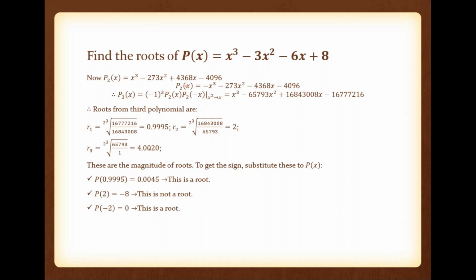Now substitute this 4.0020. So P of 4.0020, that is 0.036. If you are substituting P of minus 4.0020, that one is a big value. So definitely this 4.0020 is very close to the actual root. Actually it is 4. If you are substituting 4, it will give 0.